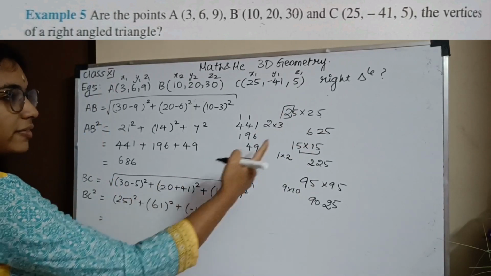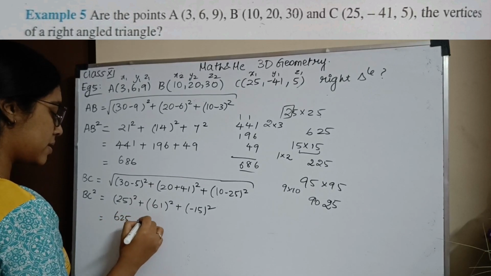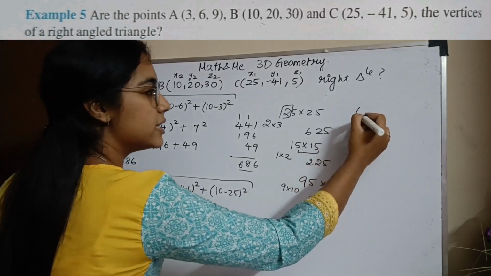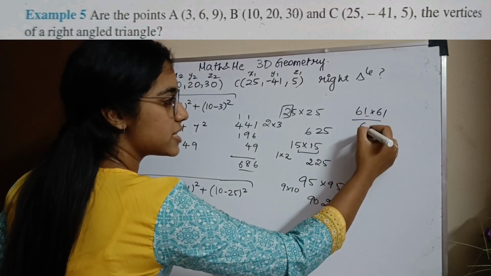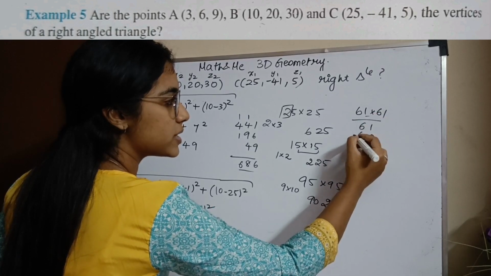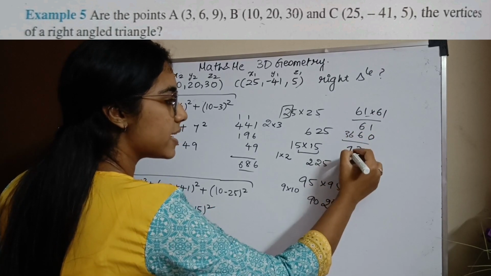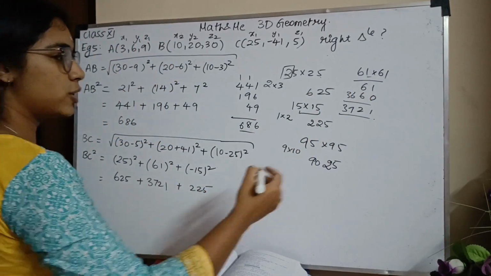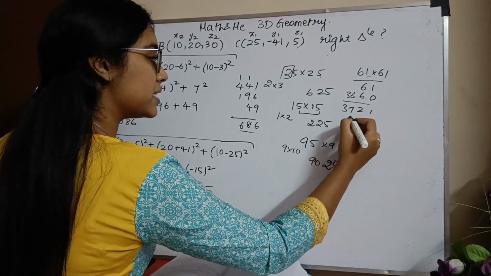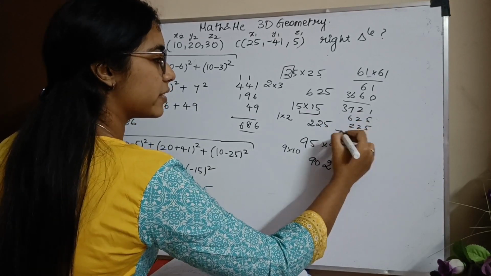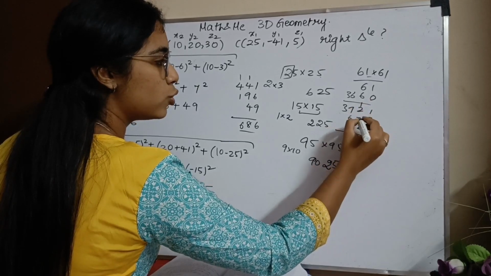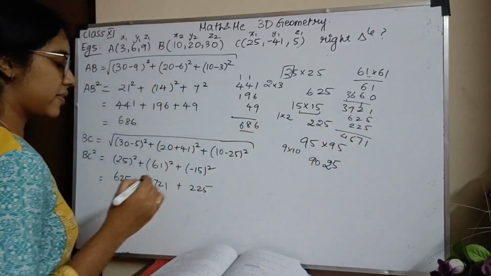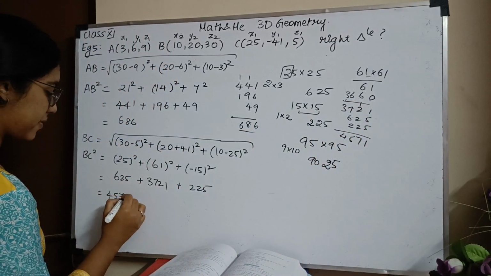So what is 25 square? 625, plus 15 square is 225. What is 61 square? 61 into 61. That we have to do directly. So 1 1s are 1. Here 0. 6 1s are 6. 36. 1, 12, 7, 3. Okay, so it will be 3721. So I need to add these values. I have 3721 plus 625 plus 225, which will be 5 plus 5, 10, 11. 1, 2, 4, 6, 7. 7 plus 6, 13, 14, 15. 1, 4, 5, 7, 1. So I have 4571 as my BC square.